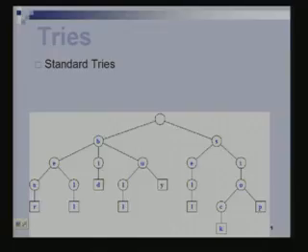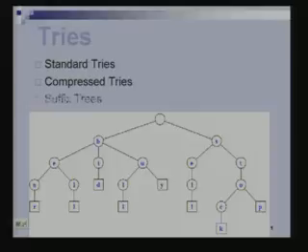Today we are going to be talking about another data structure called tries, and we are going to see its use in pattern matching. I am going to start off with what are called standard tries, just the plain version of tries. Then we are going to move on to compressed tries. This is a space efficient way of keeping tries, and the last topic we are going to look at today is what are called suffix trees.